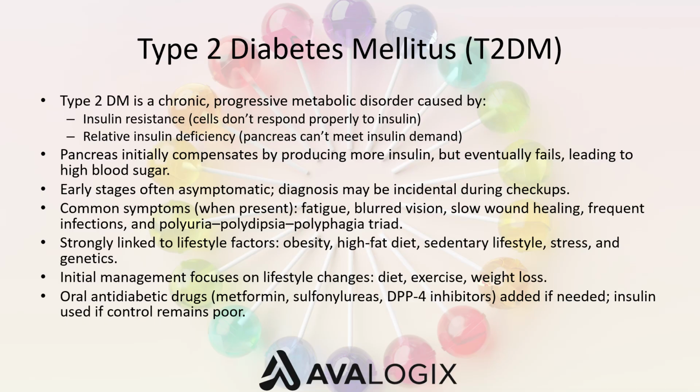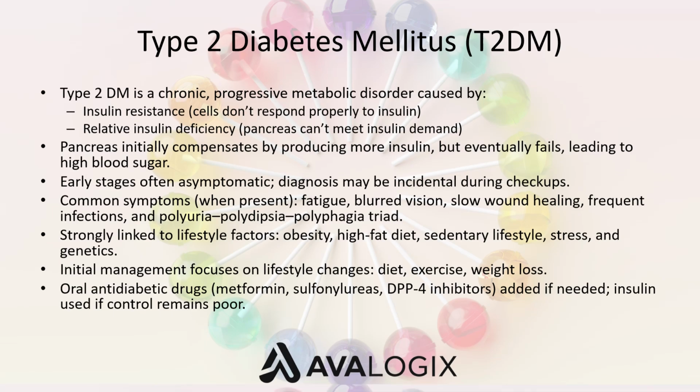This type of diabetes is usually managed initially with lifestyle modification: diet, exercise, weight loss. If that's not enough, oral antidiabetic drugs, OADs, like metformin, sulfonylureas, or DPP-4 inhibitors are added. Insulin may be needed if control is poor. As a pharmacist, your role in monitoring adherence, detecting drug interactions, and motivating lifestyle changes is extremely important.